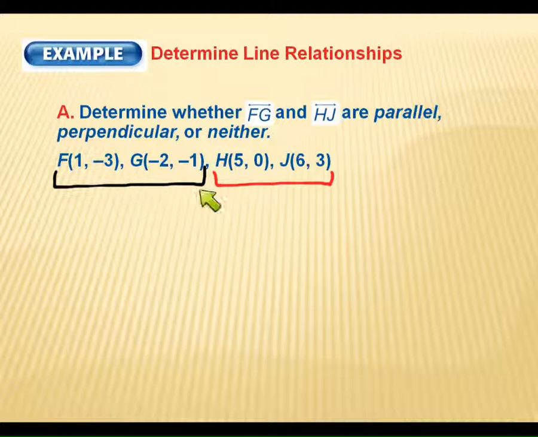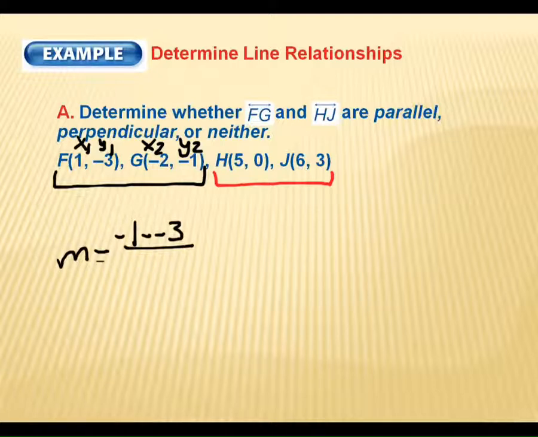Well, first I need to find out what the slopes of each of these two are, and then compare their slopes and see what type of relationship they have. So if I look at the first set, F and G, if I call this my first X, my first Y, and my second X, and my second Y, I'm going to plug these into the slope formula, which says take your second Y minus your first, divided by the second X minus the first.